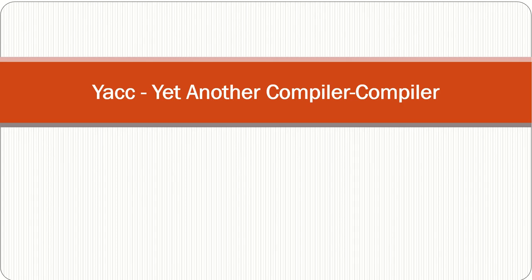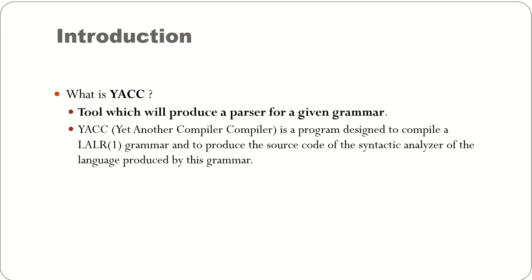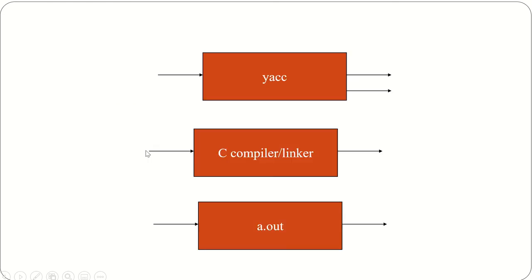Now let's see what is Yacc. Yet another compiler compiler. It is used for building parser automatically. Like Lex specification, you can give Yacc specification for generating parser for your compiler. It is a tool which will produce a parser for a given grammar, to produce a source code of syntactic analyzer of a language produced by this grammar, and it generates LALR parser in the form of a C program.